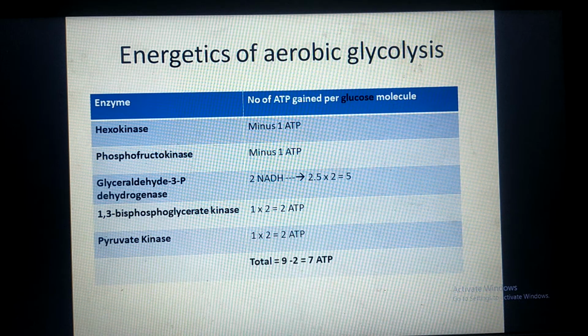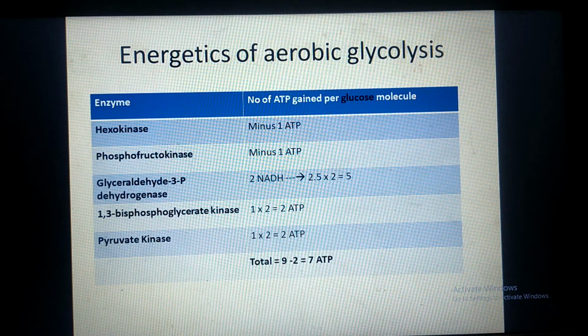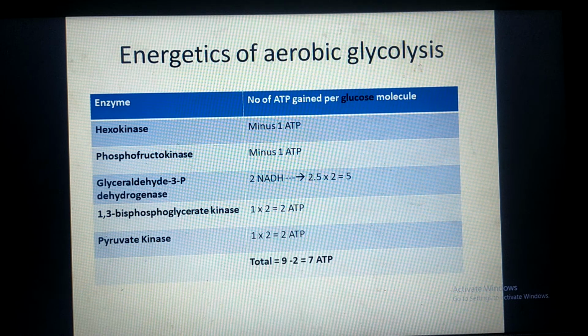In the fifth step of glycolysis, glyceraldehyde 3-phosphate dehydrogenase generates 2 NADH molecules from 2 molecules of glyceraldehyde 3-phosphate, because one glucose molecule will give 2 molecules of glyceraldehyde 3-phosphate. So 2 NADH molecules are generated. Each NADH when it enters the electron transport chain gives 2.5 ATPs. So 2 NADH will give 5 ATPs.